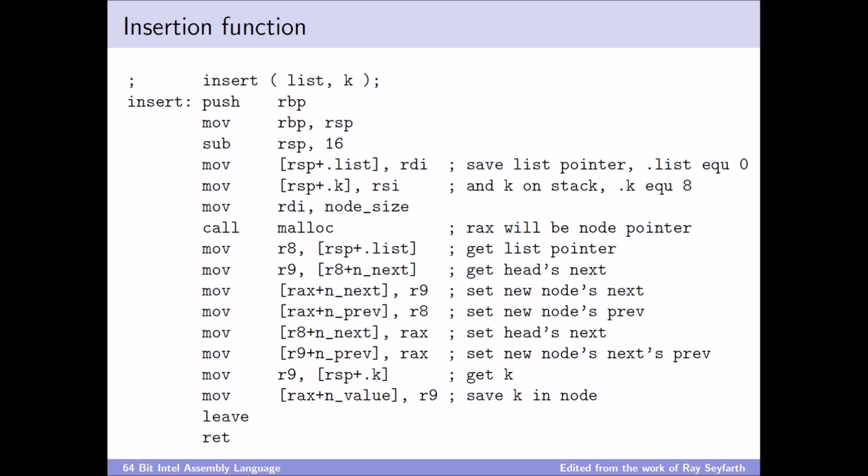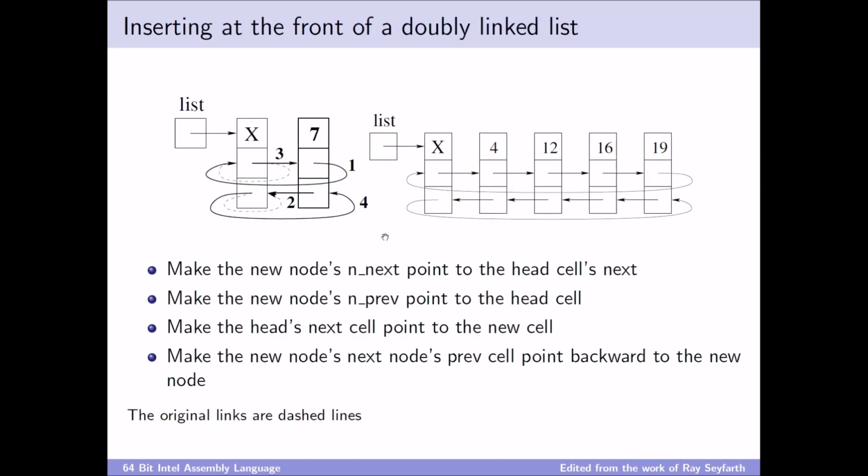So let's go through these lines carefully. The first line here is going to retrieve the actual head node of the list that we passed in and store that in R8. So we're just getting that back from the stack. The next thing we're going to do is get head's next node and save that in R9. So I'm taking a pointer to X and saving it, and I'm taking a pointer to this 12 node and saving it. So I'll have the head and what will be the next node of my newly inserted node. So these two we have now set. We have a pointer to this one and a pointer to that one.